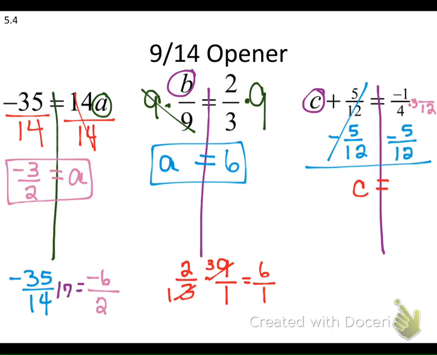So whatever I multiply my bottom number by, I have to multiply my top number by. So then I'll take -1 times 3. Well, -1 times 3 will be -3. So my new fraction is -3/12 minus 5/12. Now that I have a common denominator, I can subtract my numerators.